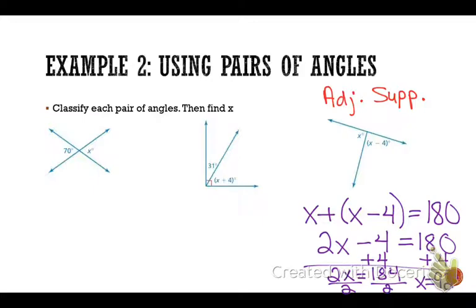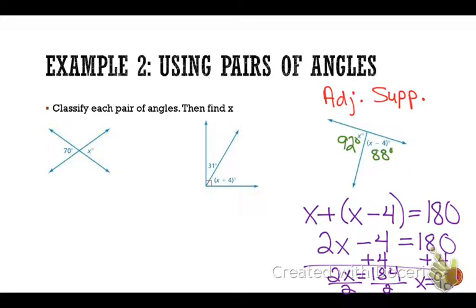Look what happens here, guys. If x is 92, that means this angle is 92 degrees, right? I can just plug in 92 for x. What's 92 minus 4 on the other side? 88. What's 92 plus 88? 180. It adds up to 180. Supplementary. All right, it's going to take practice.